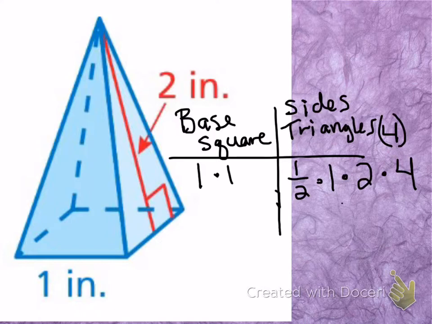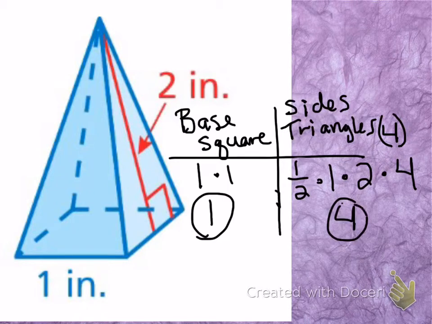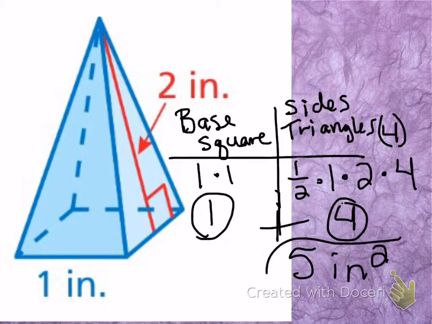Let's try another one. Find the surface area of this square-based pyramid. The bottom is a square, so as you can see I divided it up, the base is a square, and we're going to multiply 1 times 1, which is 1. Then we have 4 triangles which are on the sides. So 1/2 times the base, which is 1, times the height of the triangle, which is 2, times 4 triangles. That equals 4. So we add up the two sides and we get 5 inches squared.